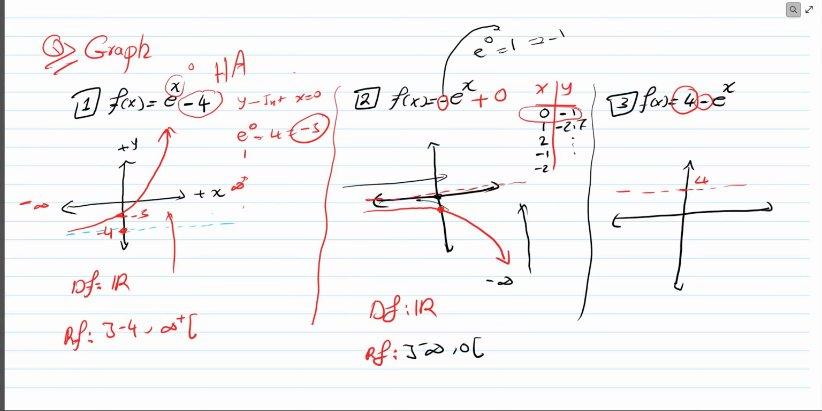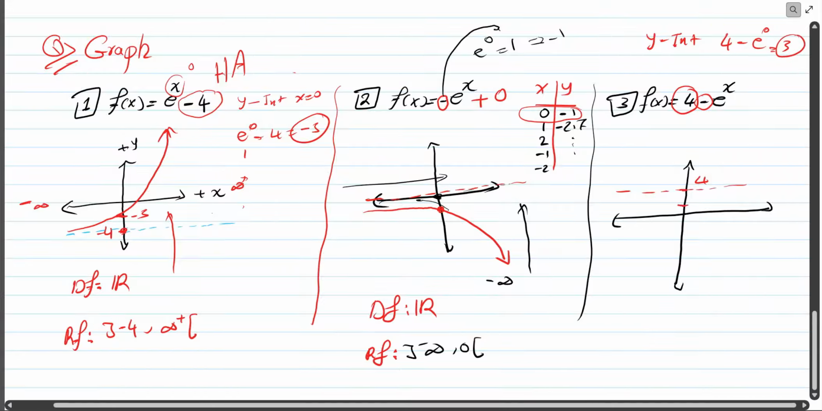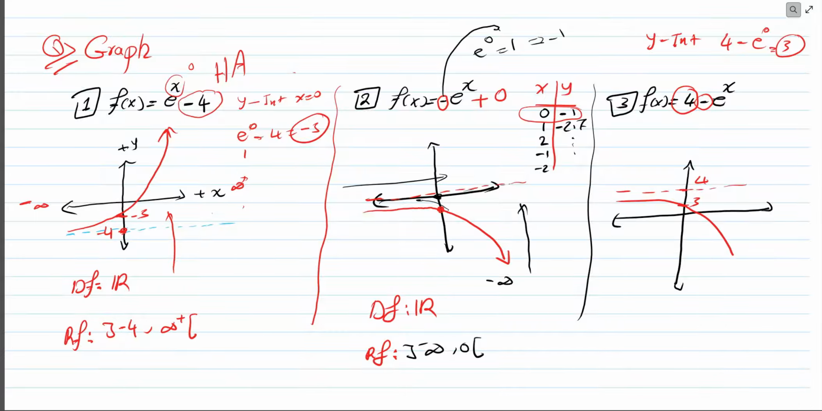If you find the y-intercept, you will get 3, right? Because it's going to be 4 minus e power 0, so it equals 3. So 3, where is 3? This is 3. The graph is going to cross 3 on the y-axis and goes down because it's negative, same as the example.